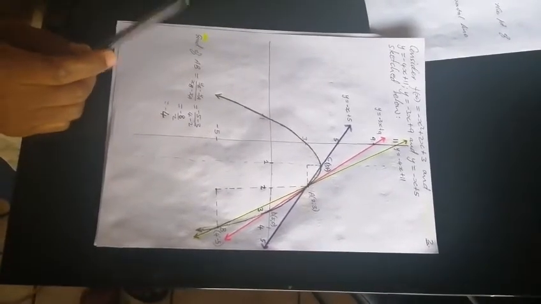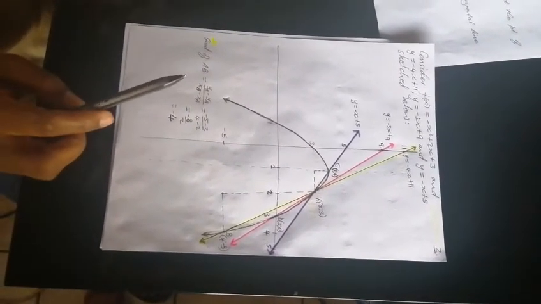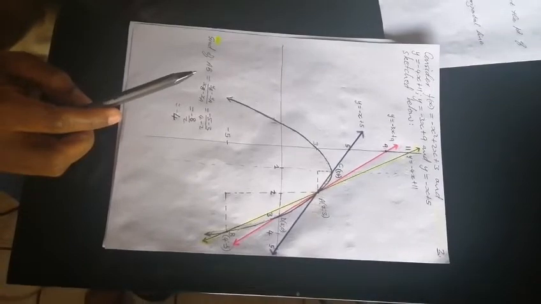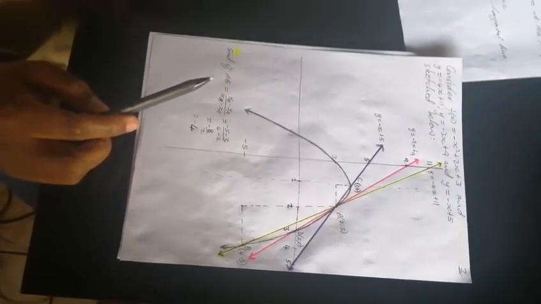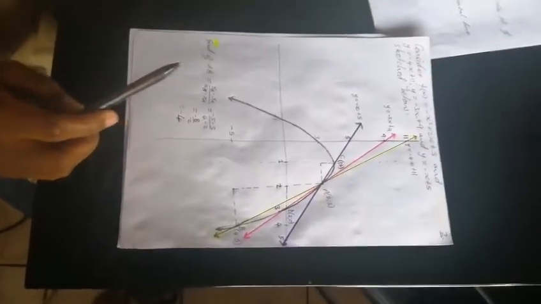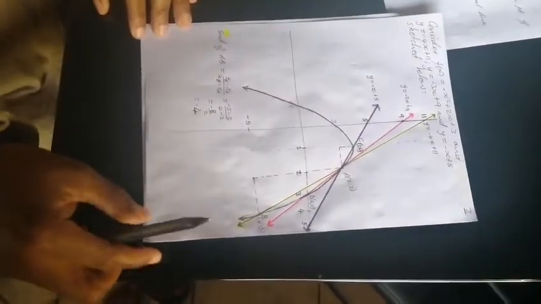All these lines are not tangent because you can see they are crossing the curve at 2 points. So they are not tangents. A tangent is a line that only touches a curve at 1 point on the curve. So all these three are not tangents.